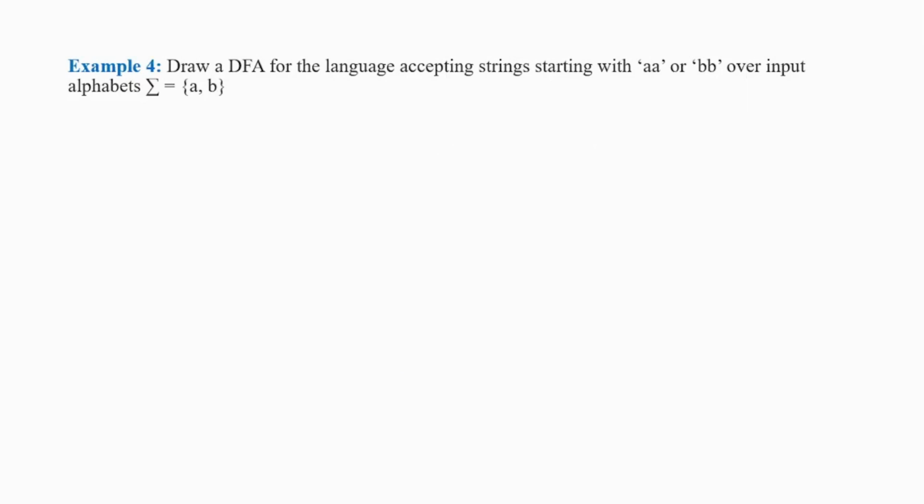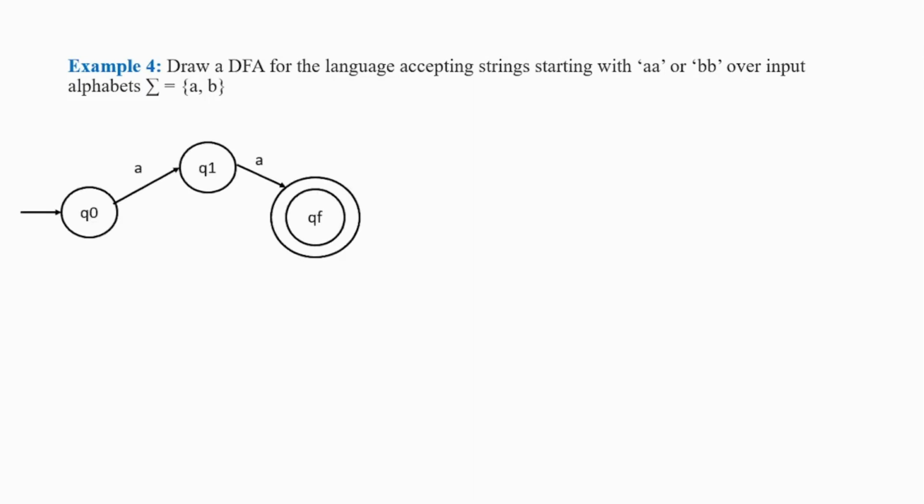The next example is draw a DFA for the language accepting strings starting with AA or BB. The string can start with either AA or BB. That is the condition. So it can start with either A. If it is A followed by A, it will enter into the final state.